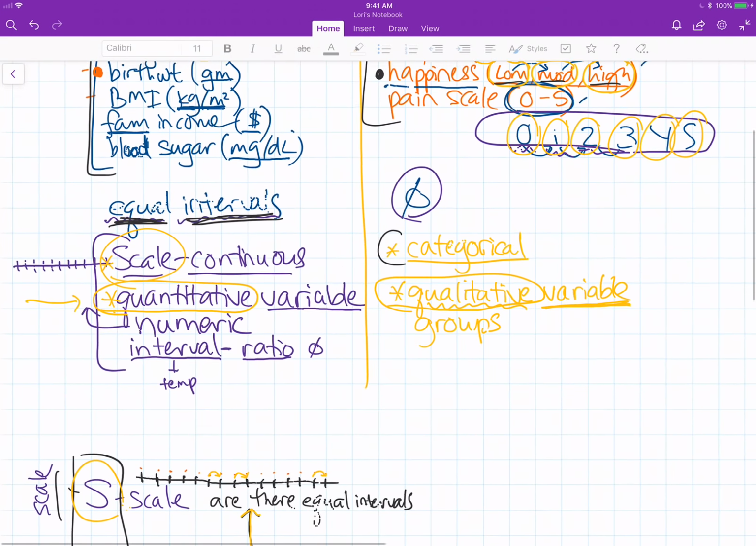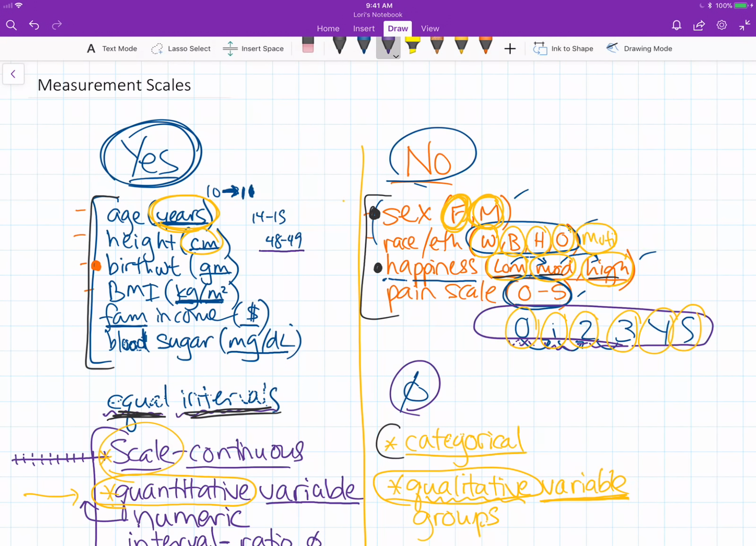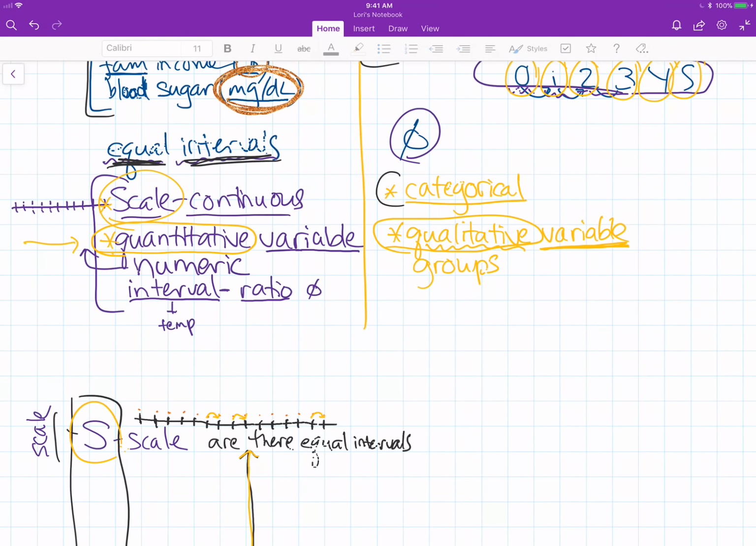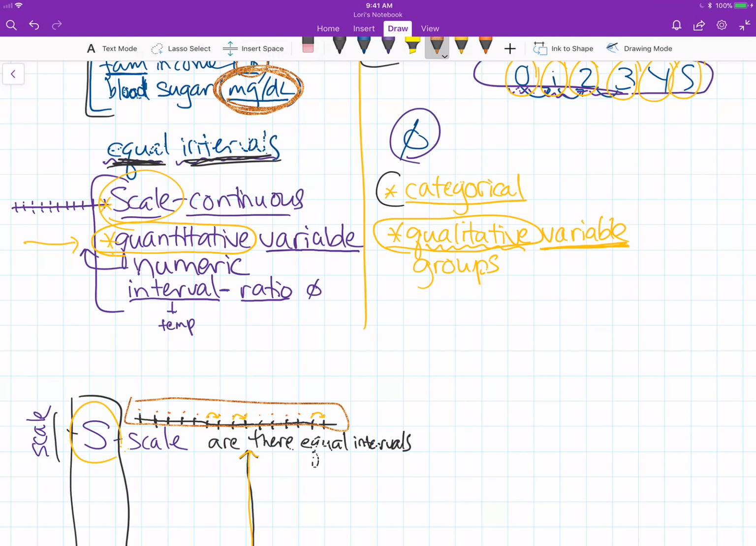Now here's like a flag that I want to show you. Anytime you have this particular thing following the name. So here we have age in years, height in centimeters, birth weight in grams, BMI in kilograms per meter squared, family income in dollars, blood sugar in milligrams per deciliter. Very, very often, these scale variables will have what I call units of measure. It's a way of saying what are the units I'm measuring? What scale is this? What is it, centimeters or inches? By measuring height, or even kilometers, or decimeters, or I don't know. Like if you're measuring length, it could be all kinds of different scales. And so for a scale variable, you have to specify.